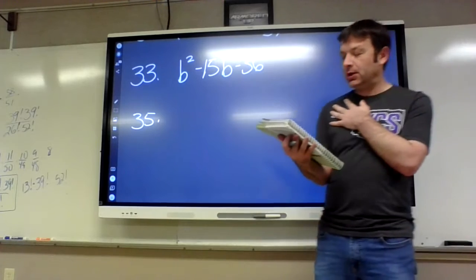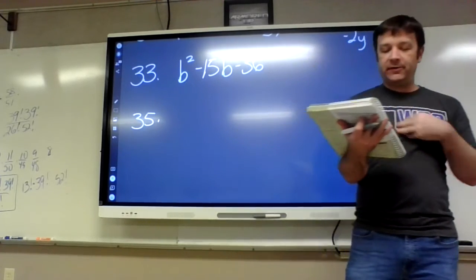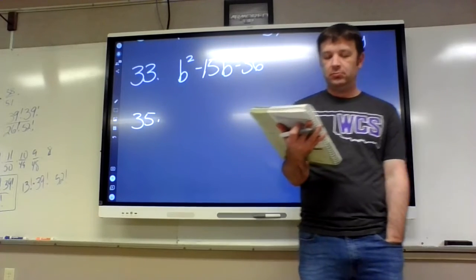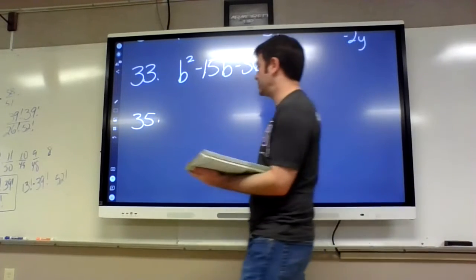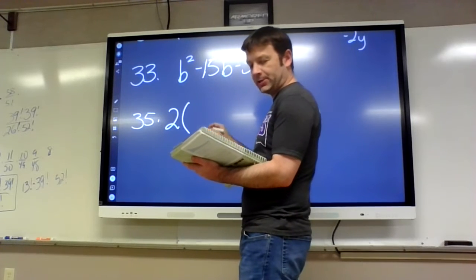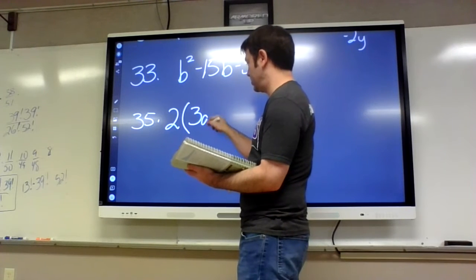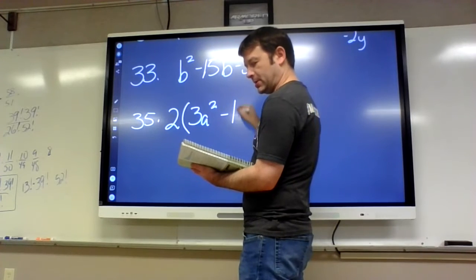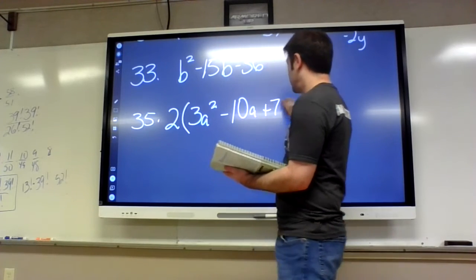That's not working ahead. Okay, 35, does anything come out of all three of those? No. 2. But yes, 2. They're all even, so 2 comes out. If I divide all those by 2, I get 3a squared minus 10a plus 7.